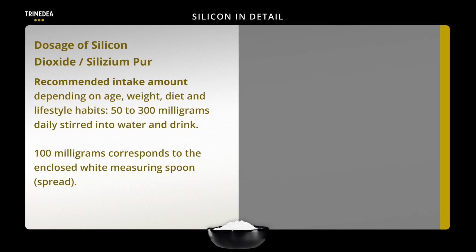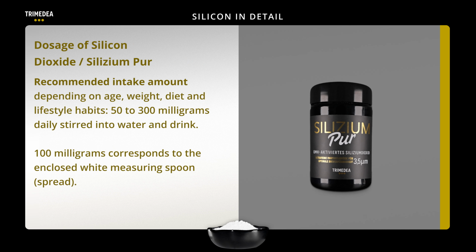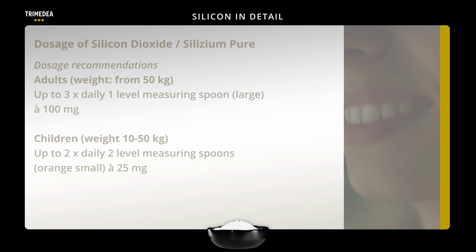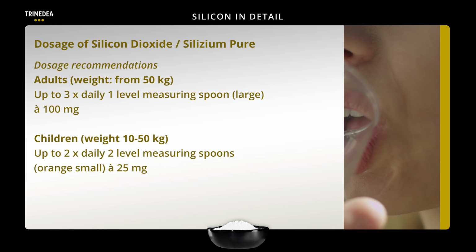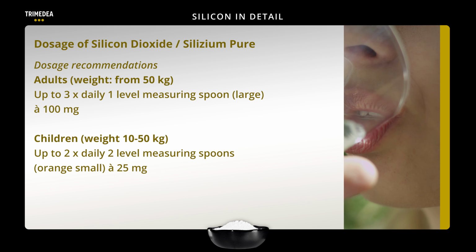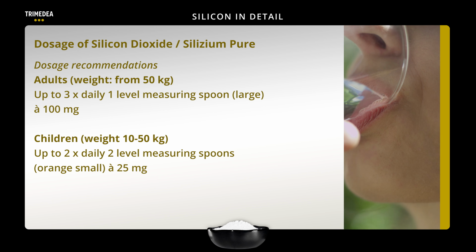Dosage of silicon dioxide from silicon pure. Depending on age, weight, diet, and lifestyle habits, we recommend drinking 50 to 300 milligrams daily, stirred into water. 100 milligrams correspond to one level white measuring spoon that comes with the product. Dosage recommendations. For adults with a weight of above 50 kilograms, we recommend one level large measuring spoon of 100 milligrams each up to 3 times daily.